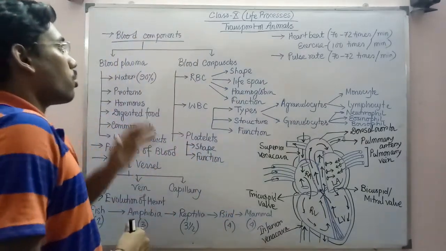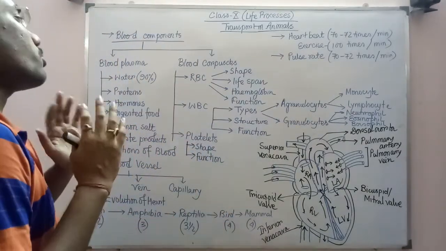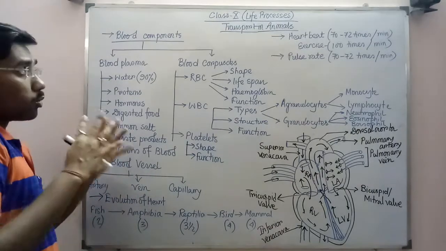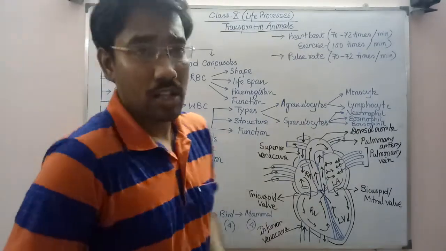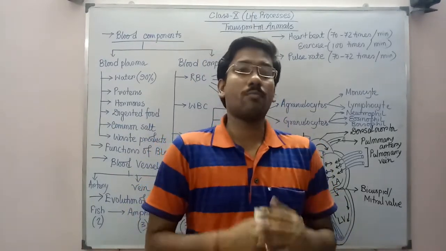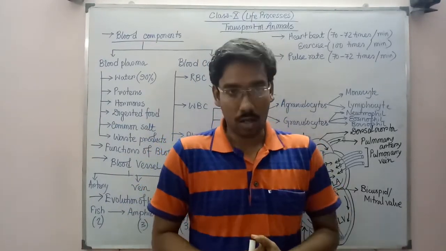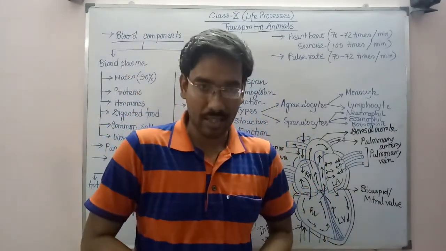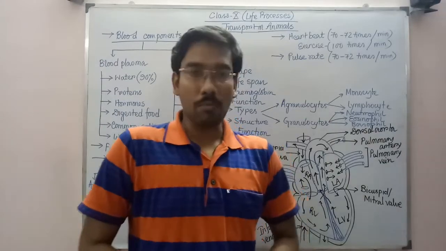First of all, when discussing transportation in animals, we have to discuss the body fluid which is mainly responsible for the transportation. Keep it in your mind that in our body there is a body fluid which is commonly known as blood. That blood is mainly responsible for the transportation of various substances. So let's see the components of the blood.